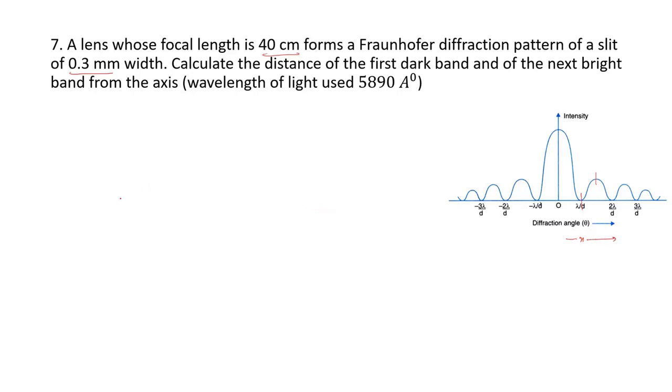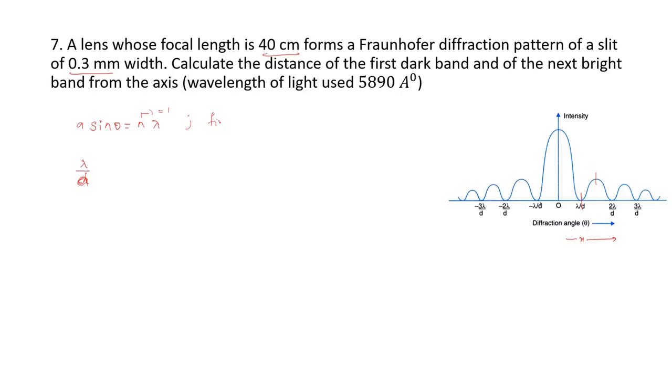So we already have the values, and we have the equation. First we need to find the first dark band. For dark band, the equation is a sin theta is equal to n lambda. For first dark band, we know that theta is lambda by a. So the angular separation, or the angular distance theta, is lambda by a. It happens when n is equal to 1.